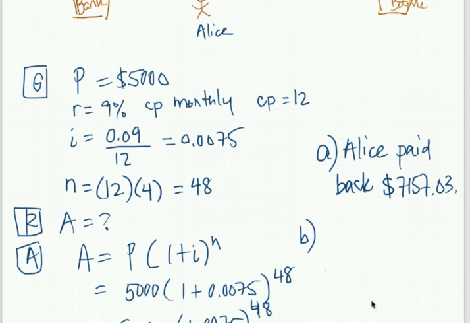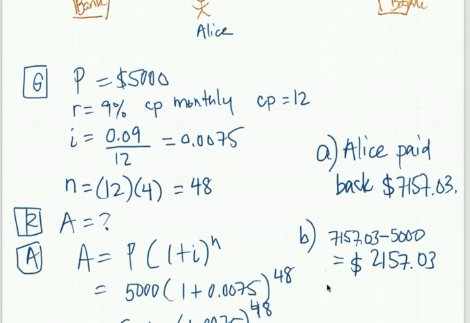How much of it was interest? So what you're doing here is taking the total amount that she had to pay back and subtracting the amount that she borrowed. Then you'll figure out how much extra the bank made. So over 4 years, they let her borrow 5,000, and they ended up making $2,157.03. That's the interest that the bank made.